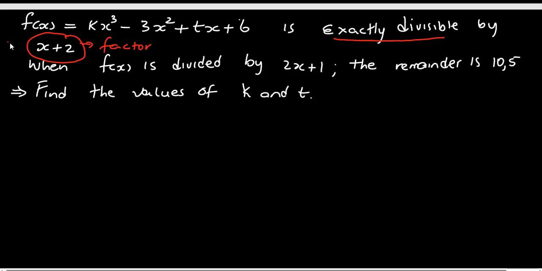So they say that when f(x) is divided by 2x + 1, we have a remainder which is 10.5. Now that you have a remainder, 2x + 1 is not a factor. So now they want us to find the values of k and t. This has to do with simultaneous equations.